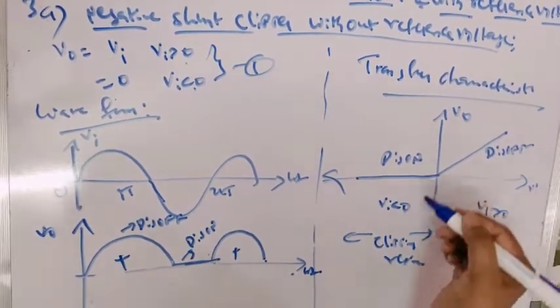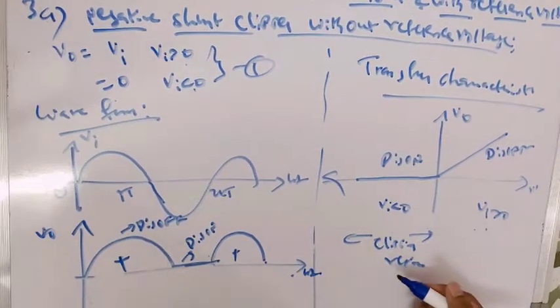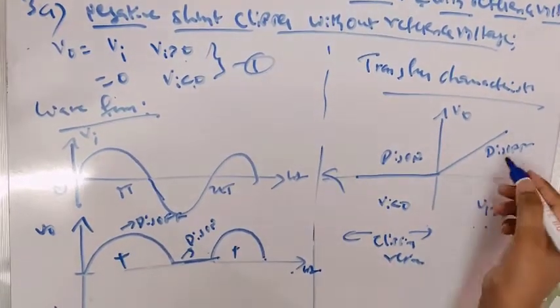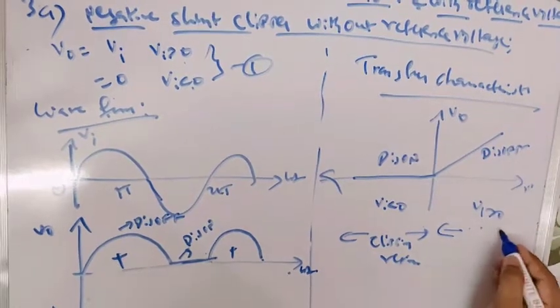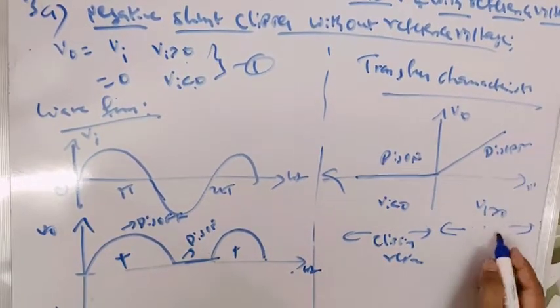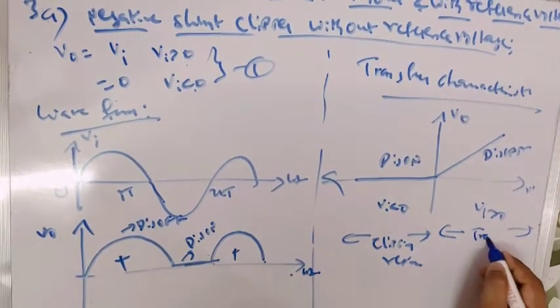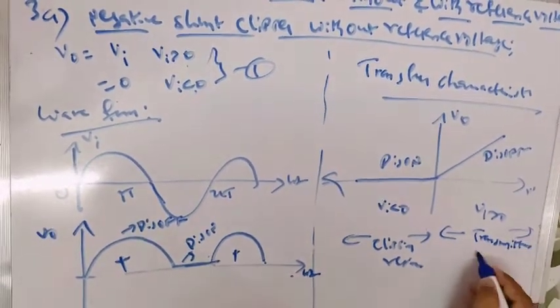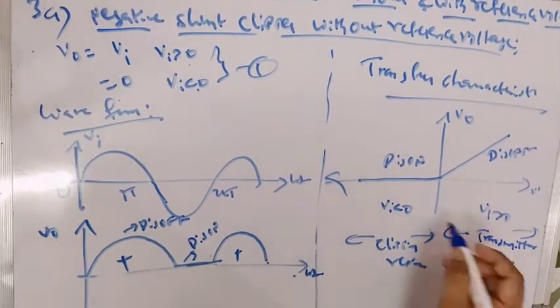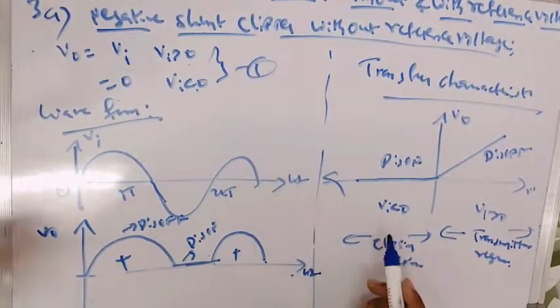because we are taking the output across the diode. Diode on means short circuited, 0 resistance. Next, diode off means infinite resistance, and since we are taking the output across the diode, we get the output around Vi. That means it is called the transmitting region. This is about the negative shunt clipper without reference voltage.